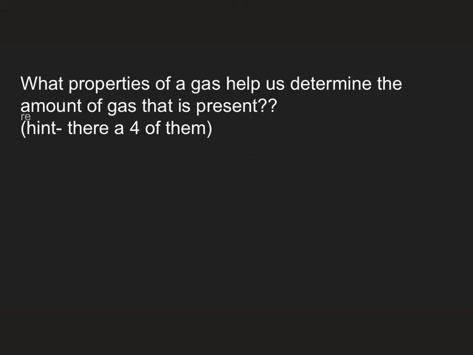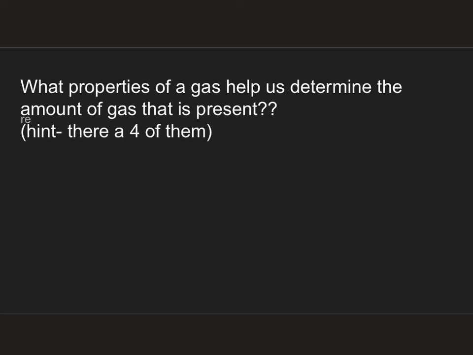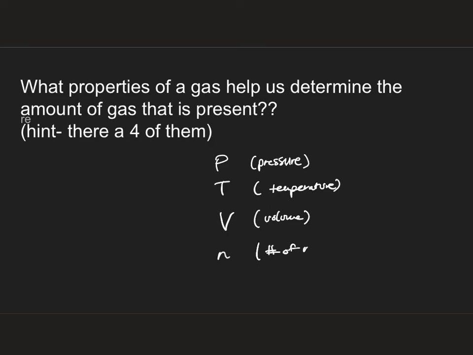When we do calculations in this chapter, we will be manipulating the 4 variables that allow us to describe a gas. One of them is pressure, P. T is another one. That's temperature, as I'm sure you could predict. V is volume. And N is the letter we use for the number of moles of a gas.